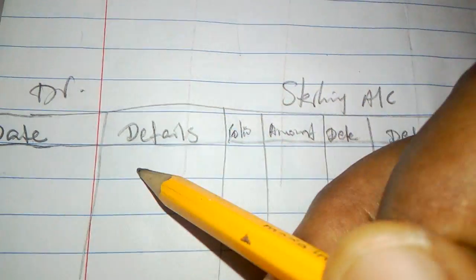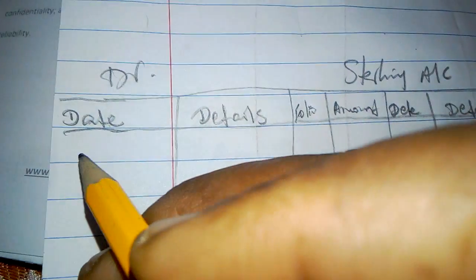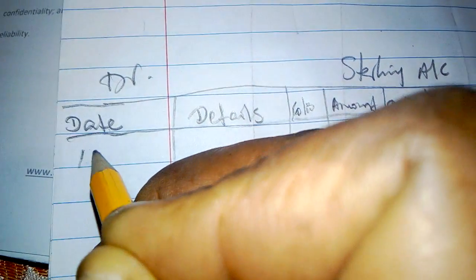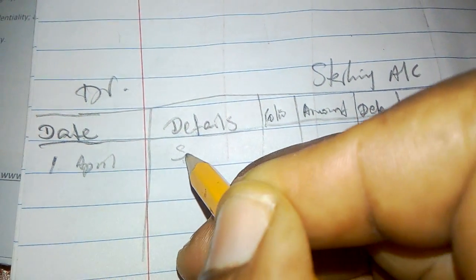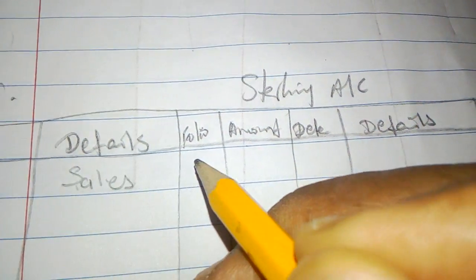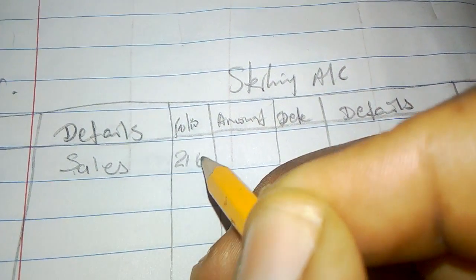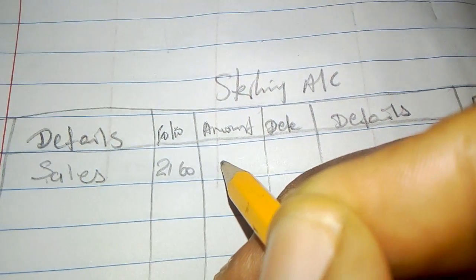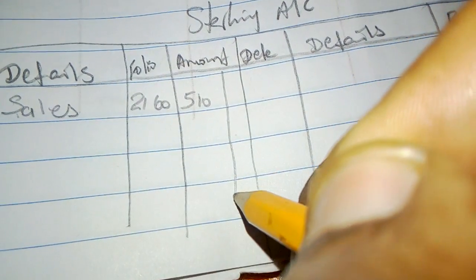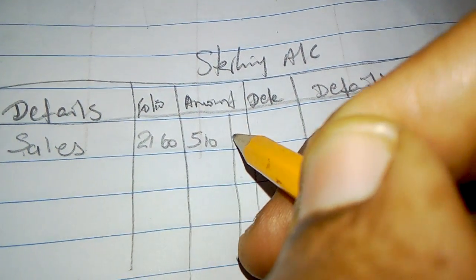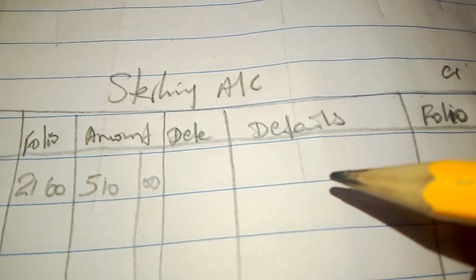So in my account on the debit side, say it's April 1, she would write 1st of April, and in the details she would write sales. We're talking about the invoice number now, 2160, and the amount is $510. So I want to draw a cent column here, right?